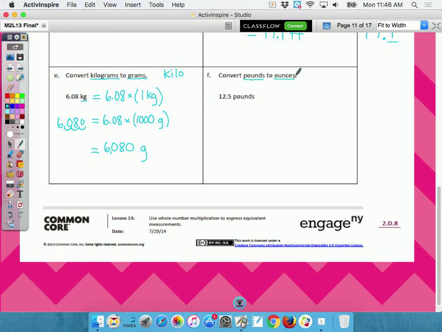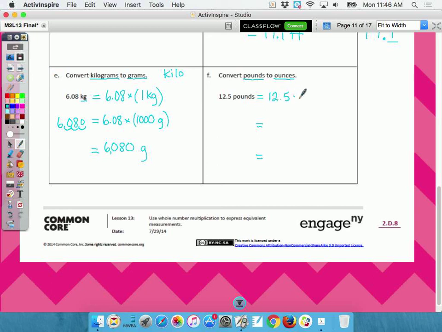Customary or metric? I don't see kilo, centi, or milli. Customary. So you have to know how many ounces are in 1 pound. Who remembers? It's like a random number. 16. Awesome. So 1 unit.